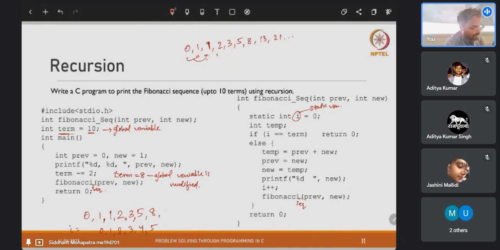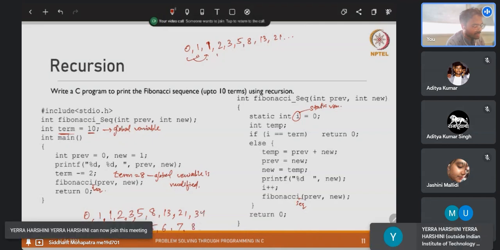Now again this will continue, this will become 13, so I becomes 6. Then again we call this, it is still not equal to 8, so the else part will be executed. It's 21, so I value becomes 7. Now it is still 7, not 8, so we calculate it, so it's 34. So now I value becomes 8.